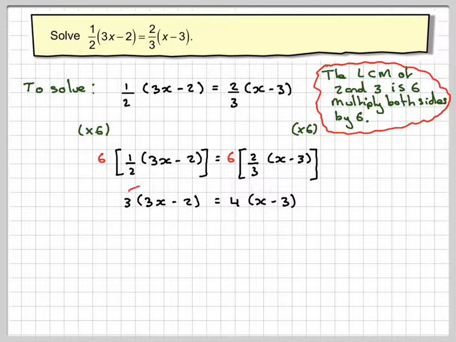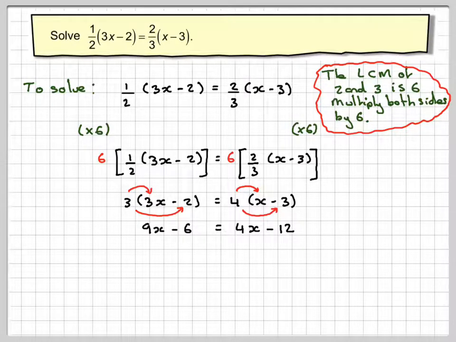Next we're going to expand the bracket, so 3 times 3x gives me 9x, 3 times minus 2 gives me minus 6, 4 times x gives me 4x, and 4 times minus 3 gives me minus 12. Then we look at 9x and 4x, which is the lowest, 4x, so then we do the opposite thing to take 4x.